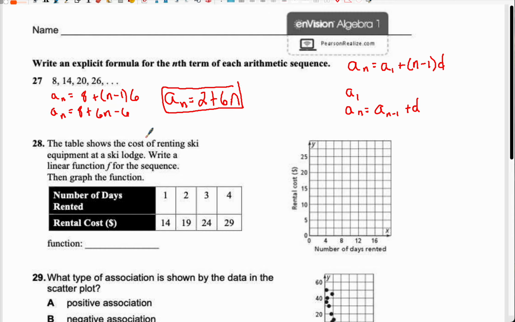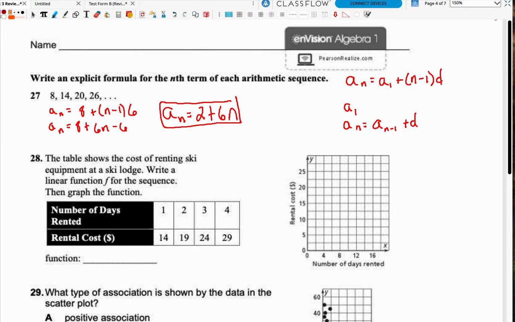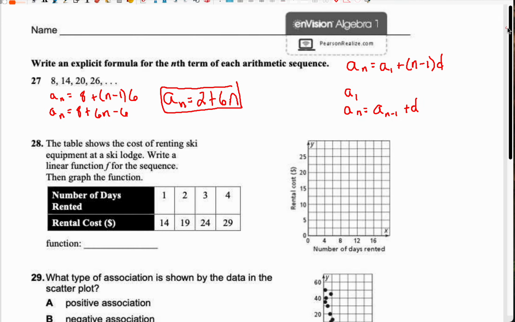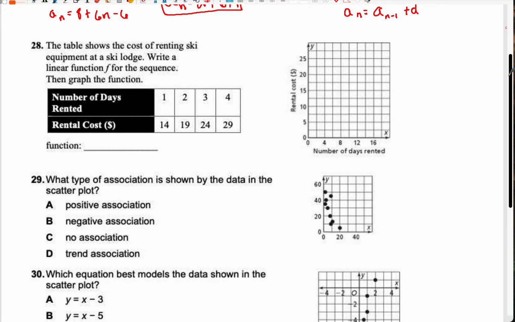Okay? Should be okay, especially since we're giving you the formula. Whoops, that was not what I wanted. There we go. All right.